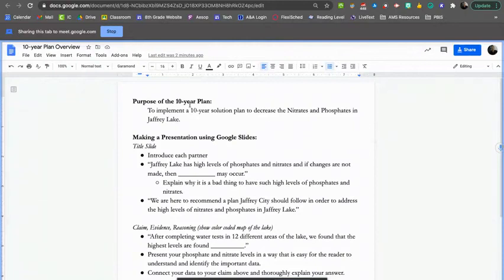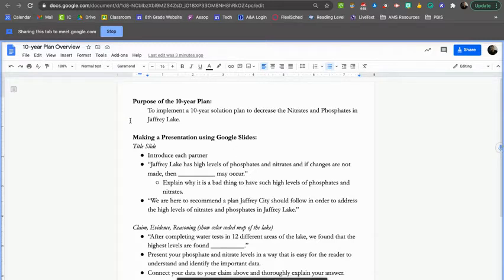Our 10-year plan. This is the final step of our Jaffrey Lake project. The purpose of the 10-year plan is to implement a 10-year solution plan that will decrease nitrates and phosphates in Jaffrey Lake. You're going to be using the pros and cons of the solutions document. You're also going to be using the stakeholder analysis document that is due today, Friday at midnight, to make informed decisions, and then ultimately a PowerPoint of what solutions you'll implement in Jaffrey Lake, why you think they'll be beneficial, and then some future steps too.